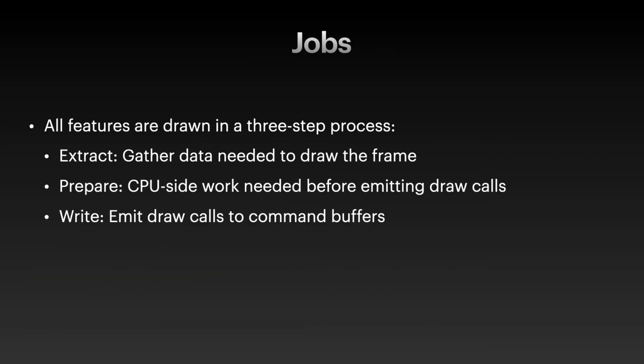All features are drawn in 3 steps. First, we extract the data we need to draw the frame from game state. Next, we do any CPU side work required before emitting draw calls. For example, we might have a cloth simulation. Finally, we emit the draw calls to command buffers.